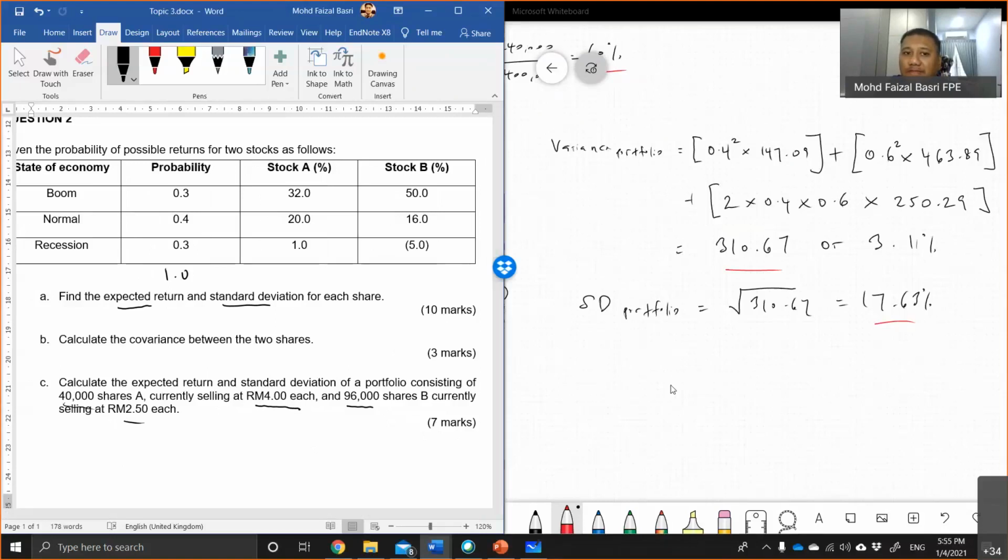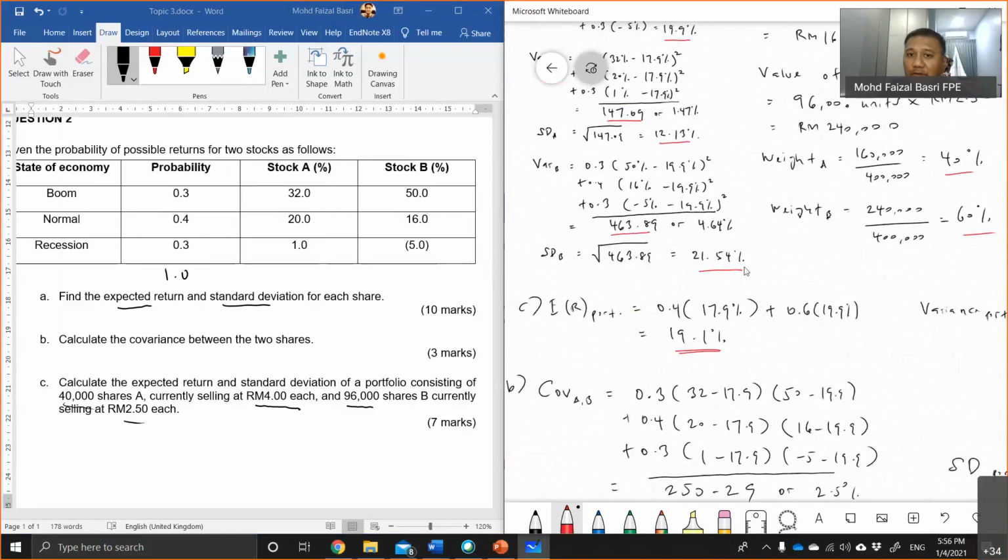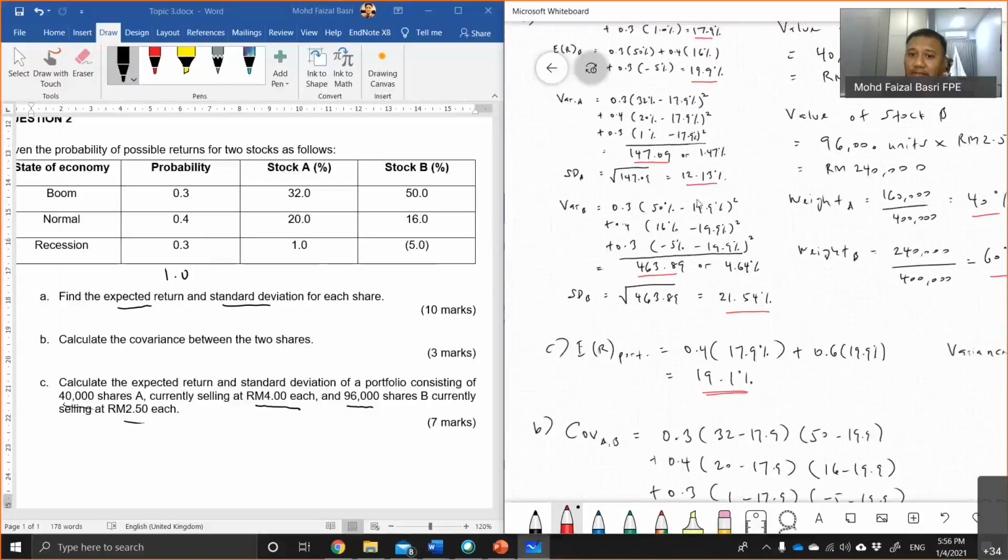Right, so what can we conclude from this exercise? As you can see here, the measurement of risk is variance and standard deviation. Let's say we just focus on standard deviation as our final measurement of risk. Remember, for variance and standard deviation, the higher the score, the higher the risk. So if we look at individual standard deviation, the score was 12.13 and 21.54 respectively for stock A and stock B individually. Based on individual, we can say that stock B is higher risk as compared to stock A because the score is higher, right? 21 against 12%.